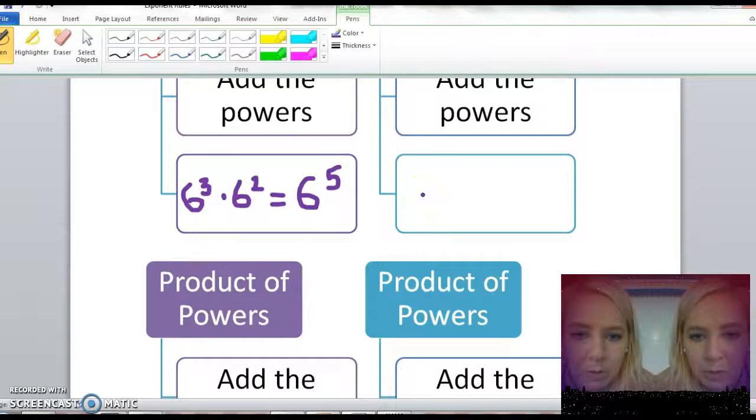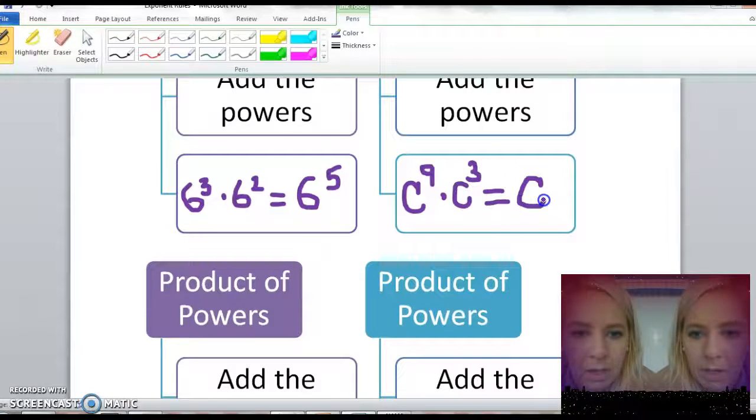Again, our base can also be a variable. I'm going to use the letter C. Let's say C to the 9th power times C to the 3rd power. Our base is C. That's going to stay the same. And this would be C to the 9 plus 3, which is C to the 12th power.